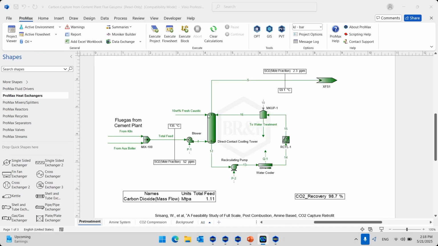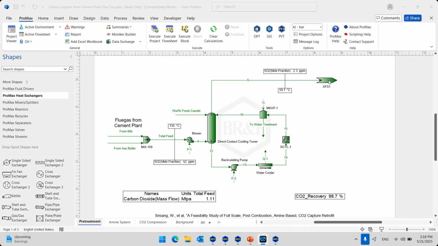This pretreatment section is a DCC, direct contact cooling tower, where we use fresh caustic as well. The caustic helps us capture SO2 and remove it to a very small level. As you can see, coming in we have about 50 ppm SO2, and coming out we are able to get to 2.3 ppm SO2. As the name of the unit suggests, DCC, direct contact cooling tower, we are also bringing down the temperature, from 135 down to about 60 degrees.